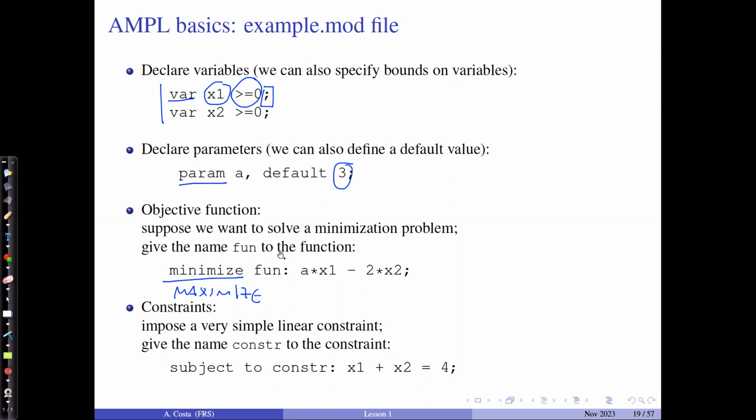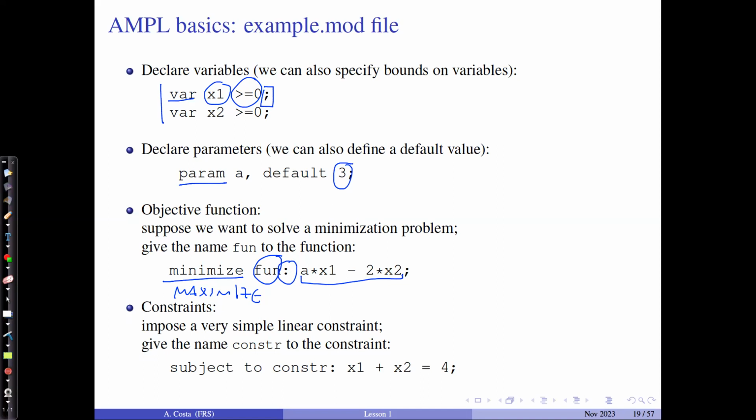Depends. Then we give a name. We can invent the name we want for the function. Then we write the function. So in this case, A equals 3, so 3x1 minus 2x2. This is the function we want to minimize.